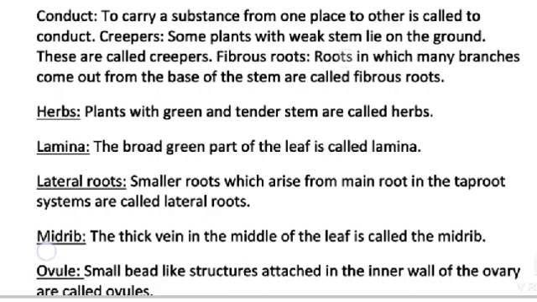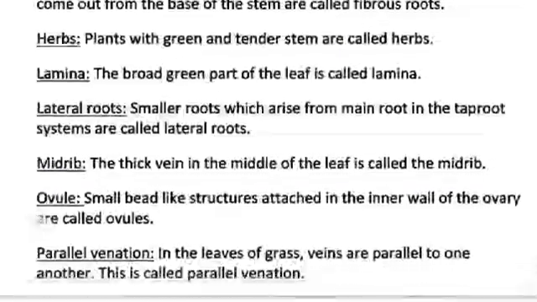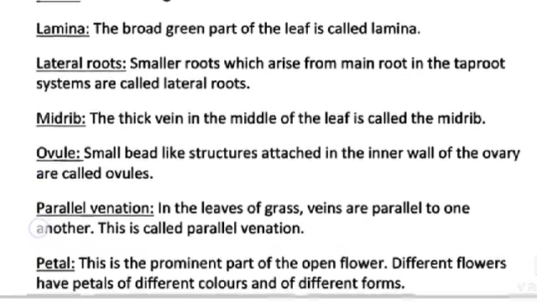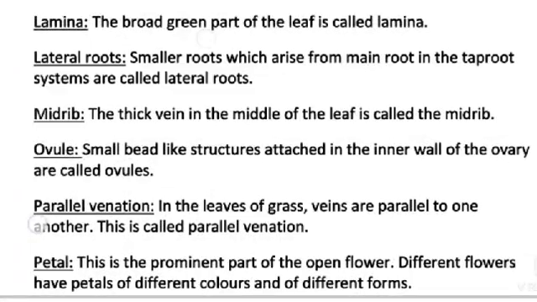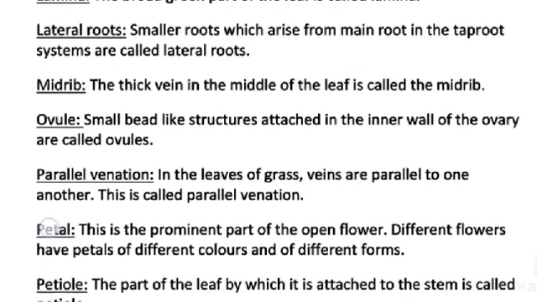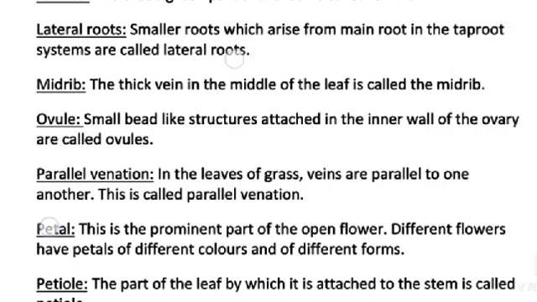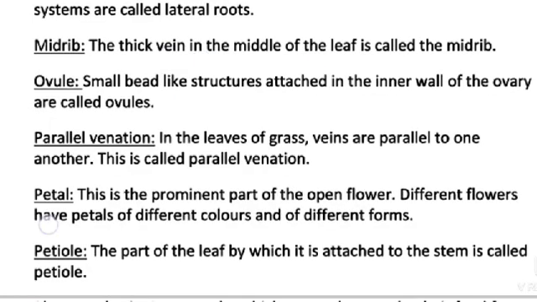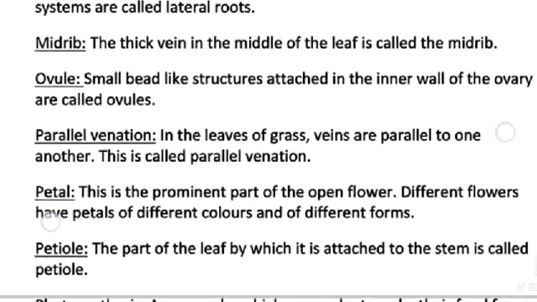Fibrous root, roots in which many branches come out from the base of the stem are called fibrous roots. Herbs, plants with green and tender stems, are called herbs. Lamina, the broad green part of the leaf, is called lamina. Lateral roots, smaller roots which arise from the main root in the taproot system, are called lateral roots. Midrib, the thick vein in the middle of the leaf, is called the midrib.